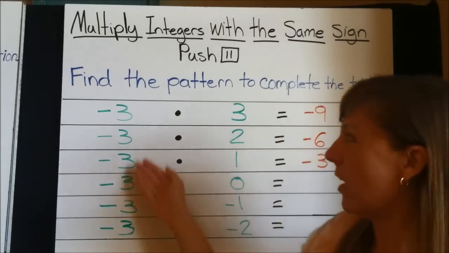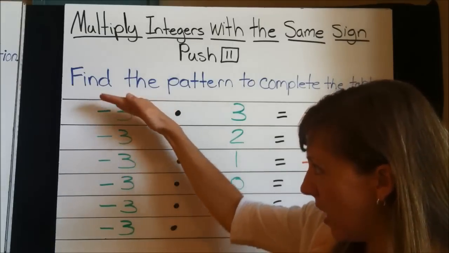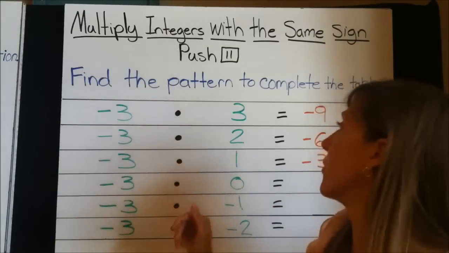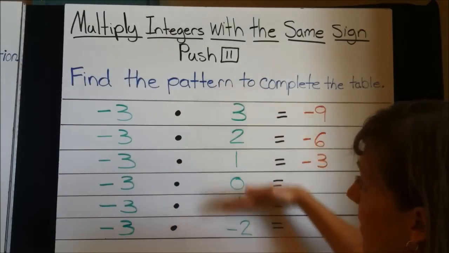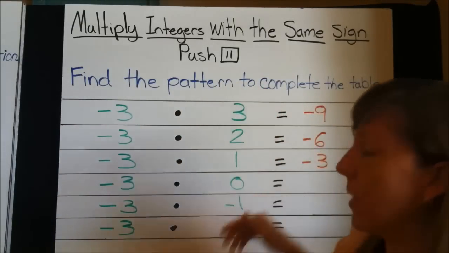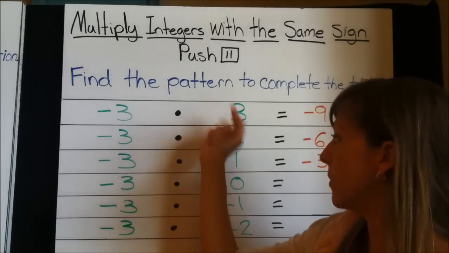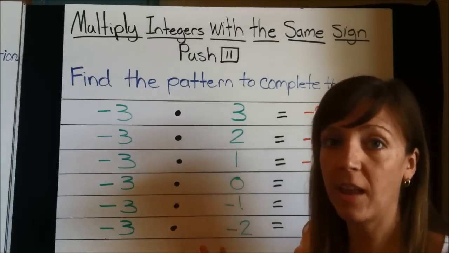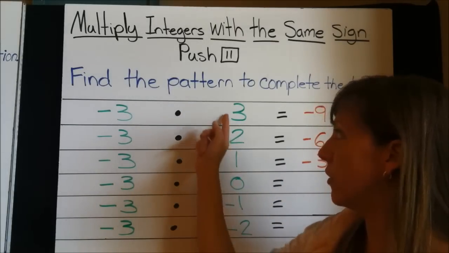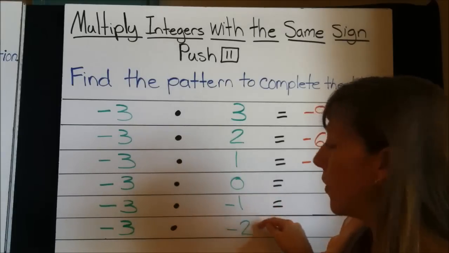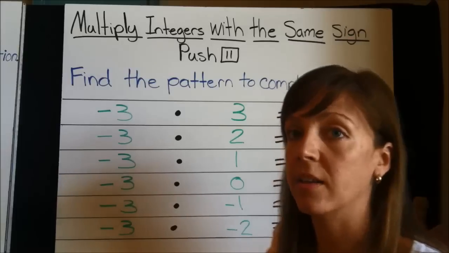All right, I'm looking at my pattern here. All the way up and down here we have negative 3, and on this line right here it looks like a number line once again. Positive numbers moving up, negative numbers moving down. 0, 1, 2, 3, those are my positives. Negative 1, negative 2 moving downwards.